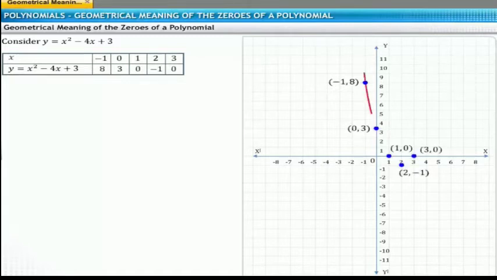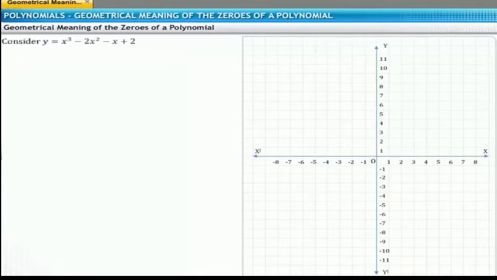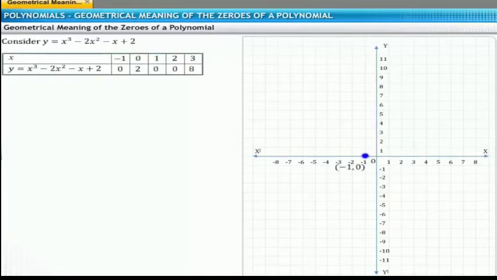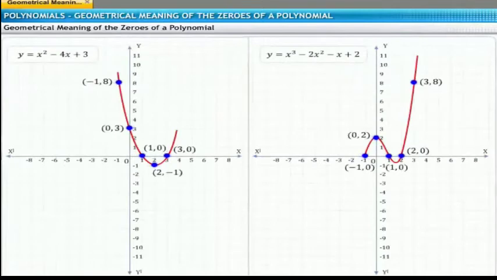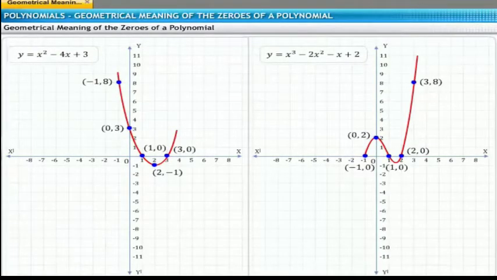Second example for you, x square minus 4x plus 3. We need to do the same thing: we put values of x and find the values of y. See here, y is equal to x cube minus 2x square minus x plus 2. It is the given polynomial. When we put minus 1, we get 0, and then the points 0 comma 2, 1 comma 0, 2 comma 0 and 3 comma 8. These are the coordinates, and we represent them on the graph.